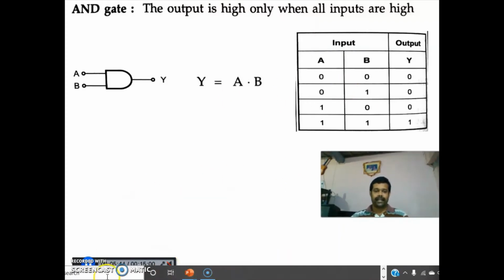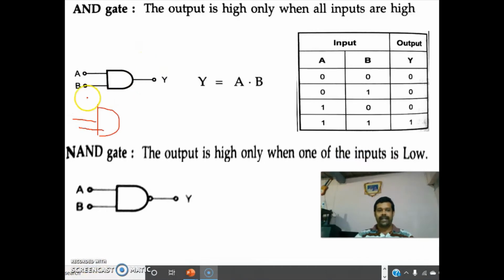We have already seen the AND gate. Now we are going to study the NAND gate. AND gate means the output is 1 if both the inputs are 1.